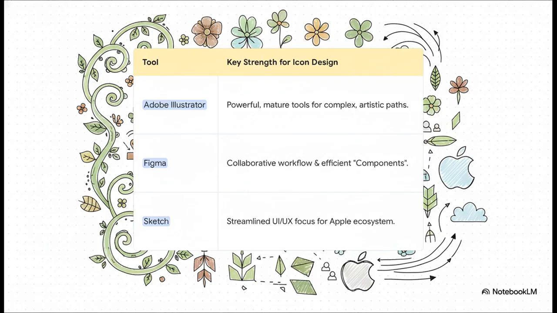So what software should you use? Well, you've got some great choices. Adobe Illustrator is kind of the king for really complex artistic stuff. Figma is what most people are using for UI design today, mainly because it's so good for collaboration and managing whole icon sets. And if you're all in on the Apple ecosystem, Sketch is a really great streamlined option.